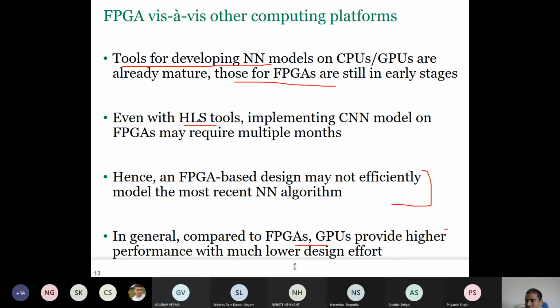Anybody else? Sir, we can reuse it. No, GPU also you can reuse, right? It's not ASIC. GPU also you can reuse. Sir, I think cost effective, sir. See, FPGA is also costly, GPU is also costly. Sir, memory, FPGA is low memory. Yeah, that is true, but you're telling the disadvantage.